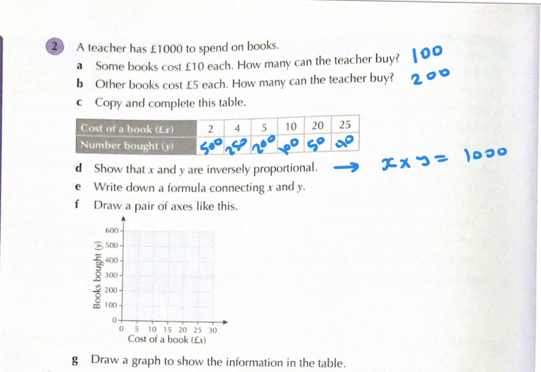Now write the formula connecting x and y. The product is constant. If the product is constant, this is inverse proportion. Write down a formula connecting x and y. x times y equals?